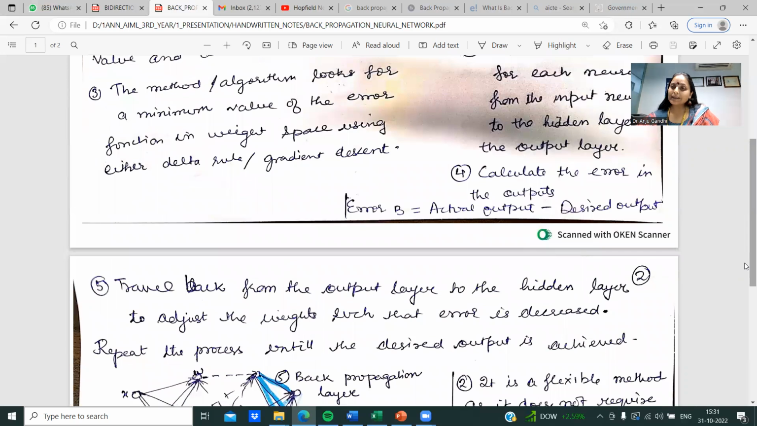And how do we calculate the error? To calculate the error at the hidden layer or the output layer, take the actual output minus the desired output, whatever was already given to us. Just take the difference and we get the error from it.